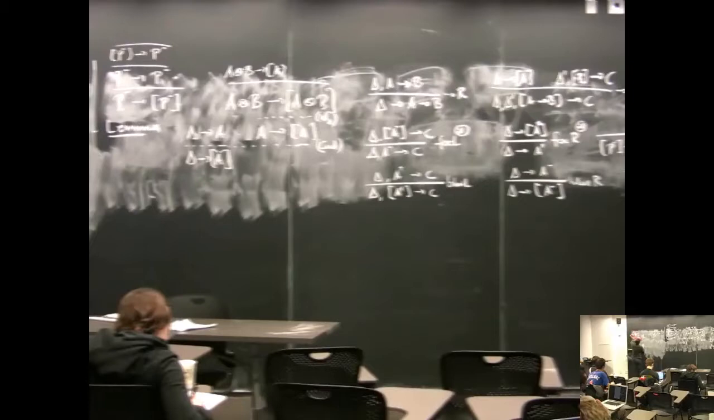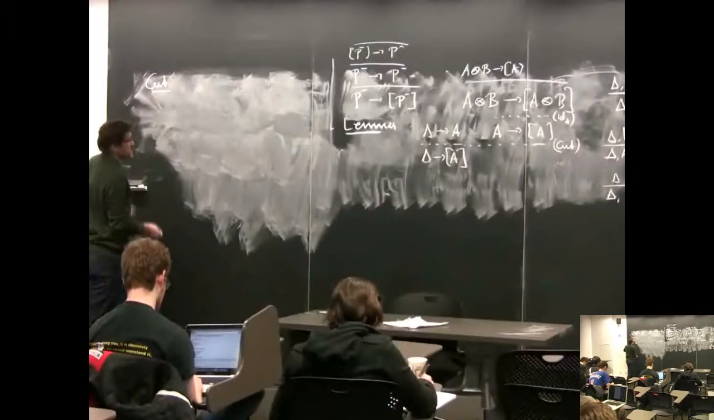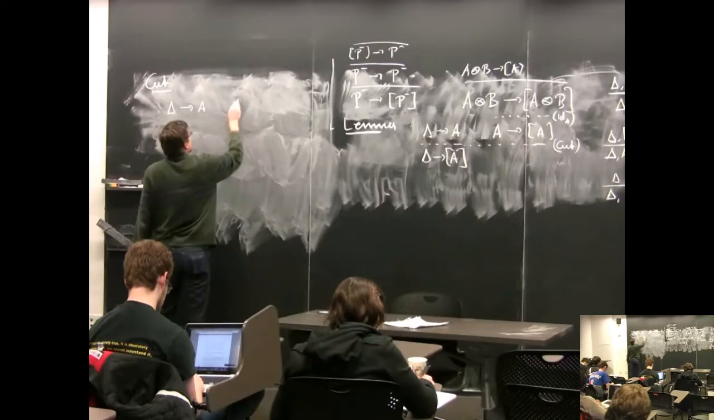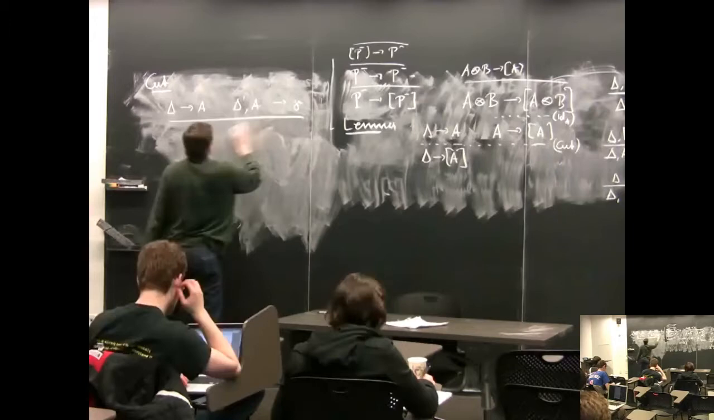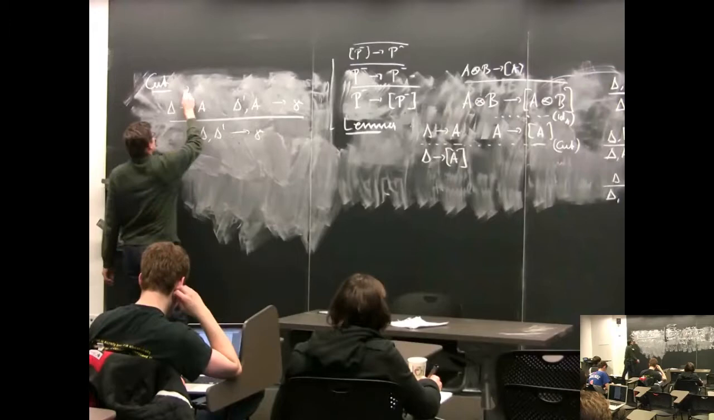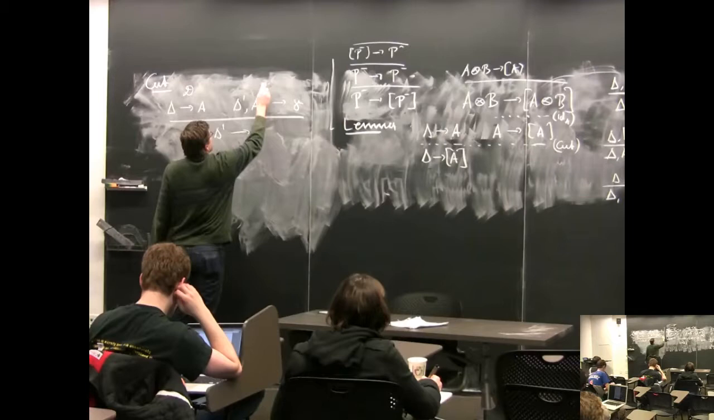Cut. And we want to prove it's admissible. Okay, so what does it look like? So we have delta arrow A, delta prime and A, gamma. Then delta prime proves gamma. And we have D, and we have E, and this should be a dashed line because that's what we're actually trying to prove. Dashed line is hard to do with a big piece of chalk.